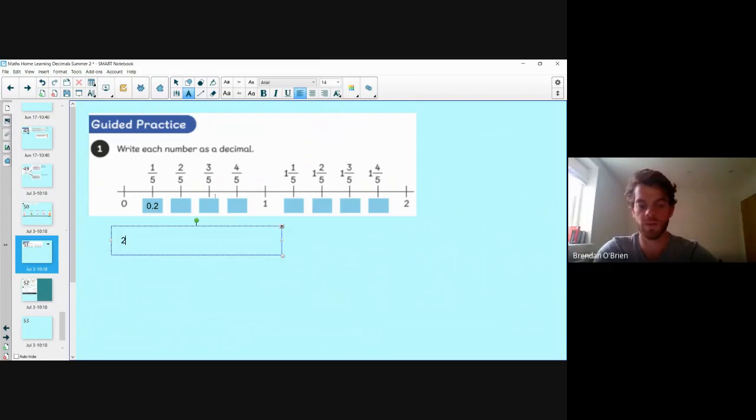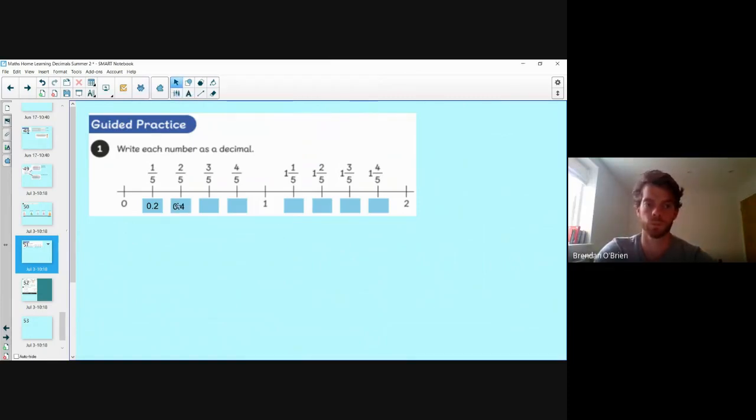Again, 2/5. I'm going to convert it to tenths. I'm going to do 2 times 2 is 4, 5 times 2 is 10. I know that that equals 0.4. Put 0.4 in my box. I'm going to leave you to do the other ones here.